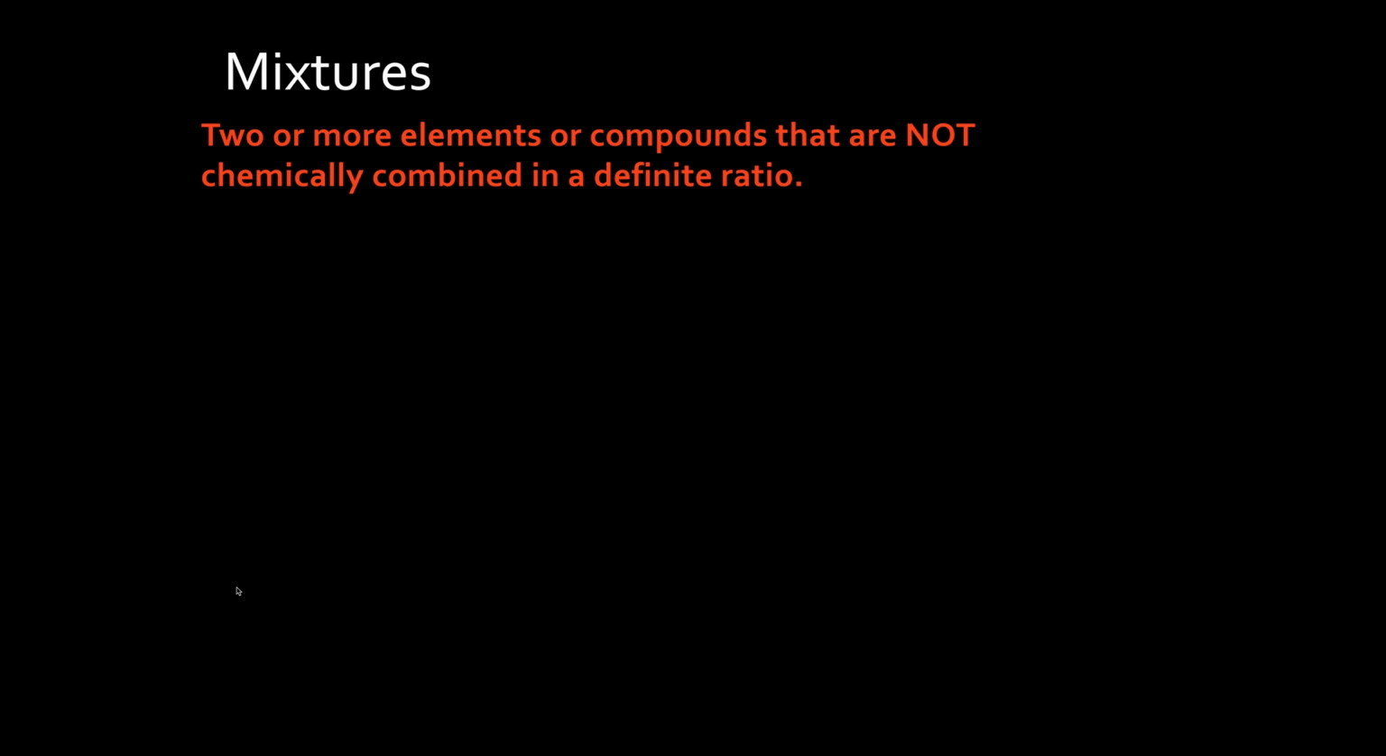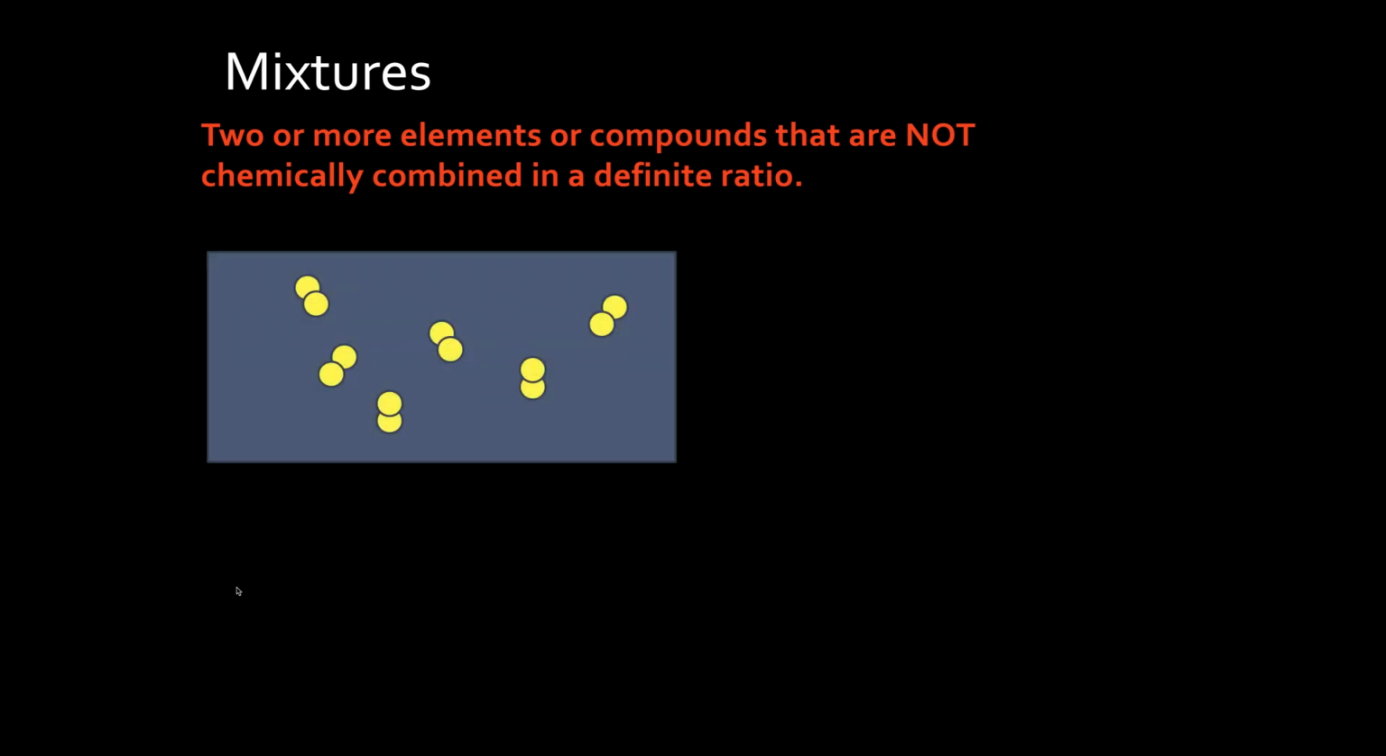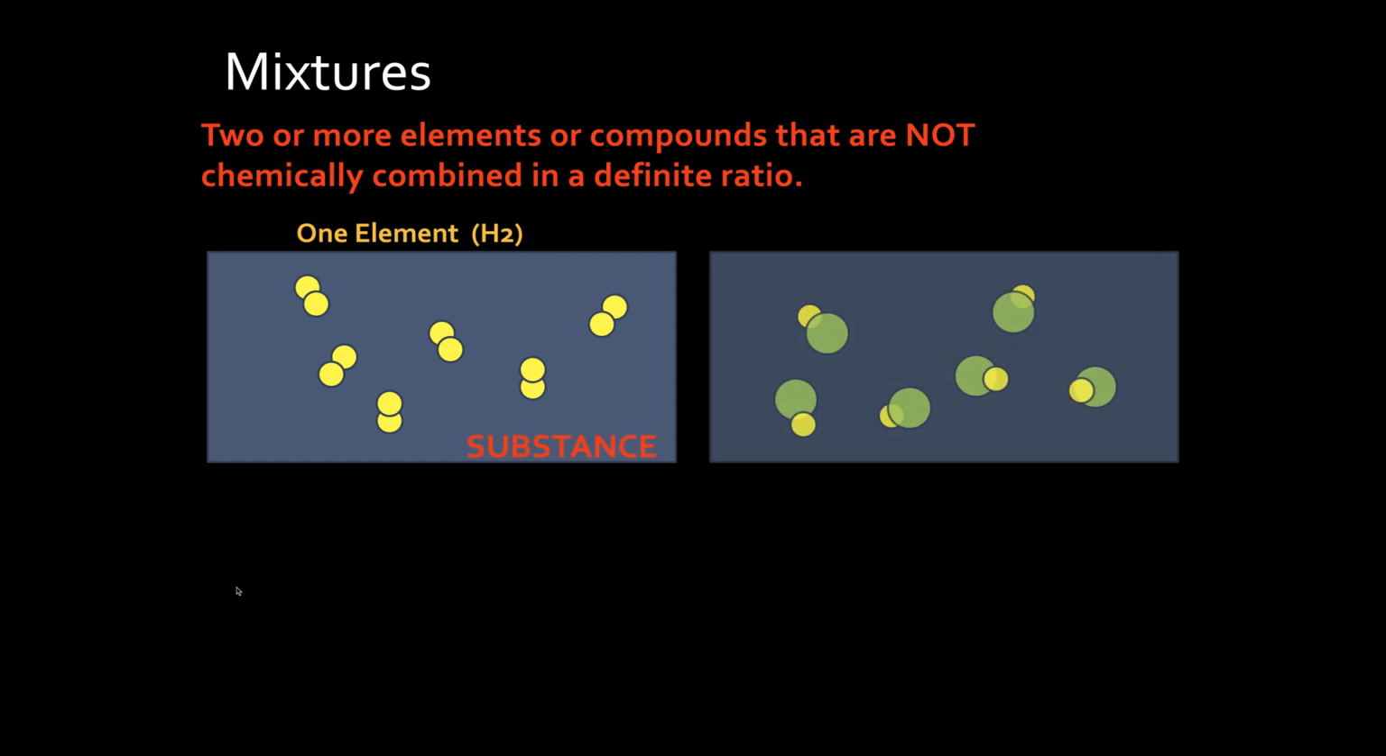Mixtures are two or more elements or compounds that are not chemically combined in a definite ratio. They're just mixed together. This right here would be a pure sample of one element, hydrogen, for example. That would be a substance. This right here, all the particles are made of the same substance. There's one sodium ion and one chloride ion. This is hydrogen chloride. Again, a substance, a compound.